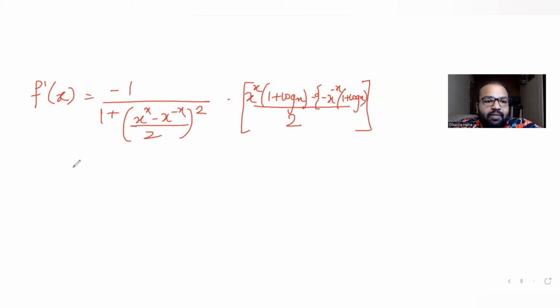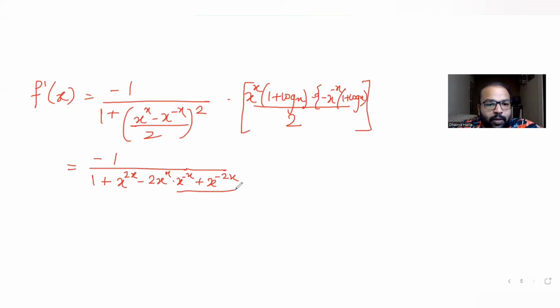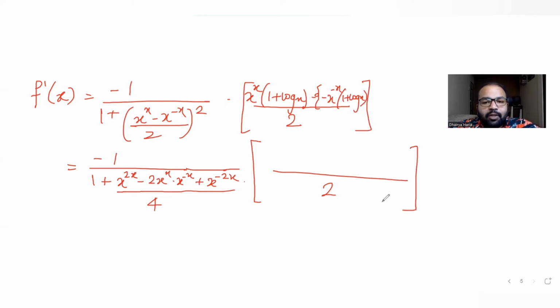Now, if I apply the entire idea here, (a minus b) the whole square becomes a square minus 2ab plus b square. So x raised to minus 2x, the whole thing upon 4 because 2 square is 4. Further, I have this 2 divided entirely throughout.